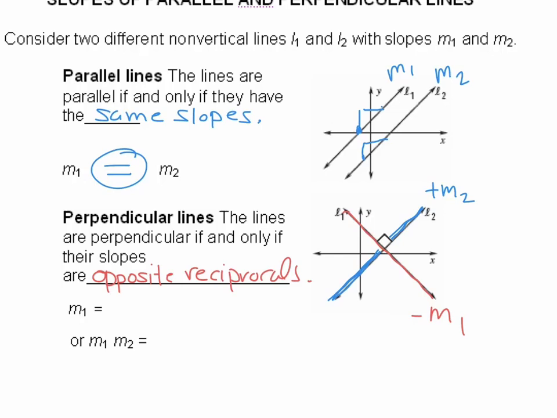So you need opposite reciprocals for perpendicular lines. This is a little strange, but we could say that the slope of line 1 is just the opposite reciprocal of line 2. So you have a negative 1 on top of M2. That'll always produce an opposite reciprocal for you. Or if you multiply your slopes together, you get negative 1.